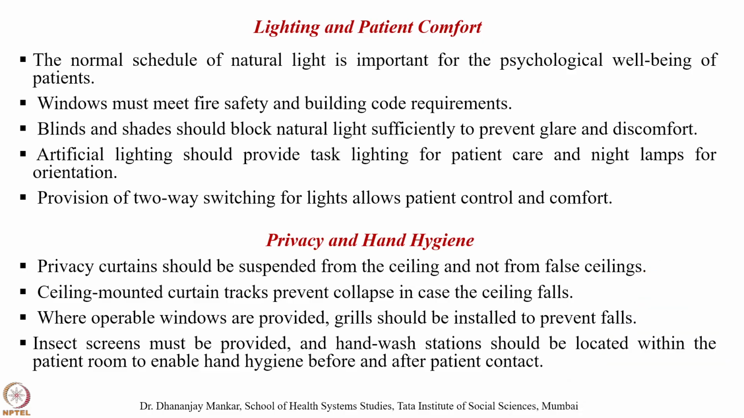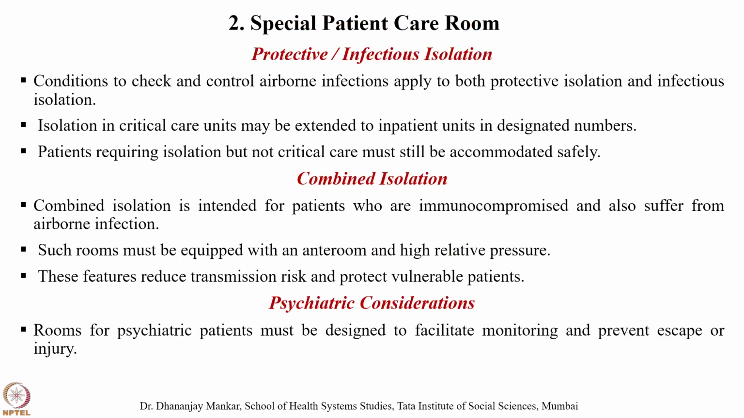Privacy and hand hygiene. When you deal with a patient, the healthcare worker needs to understand that the privacy curtain should be suspended from the ceiling and not from false ceilings. Ceiling mounted curtain track prevents collapse in case of ceiling falls, which is very important, as major issues come with the curtains. Operable windows should be provided with grills to prevent falls, and the risk can be mitigated easily. Insect screens must be provided and a hand wash station should be located within the patient room to enable hand hygiene before and after patient contact, which reduces the risk of HAIs.